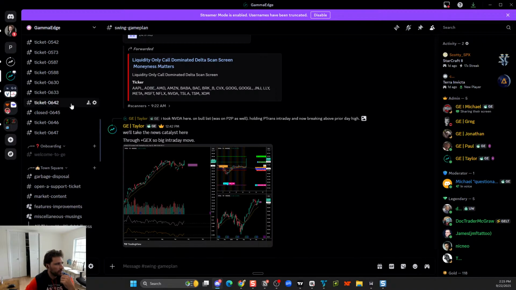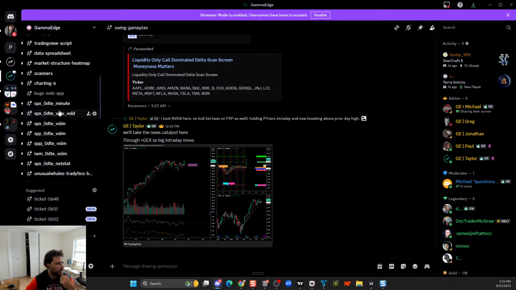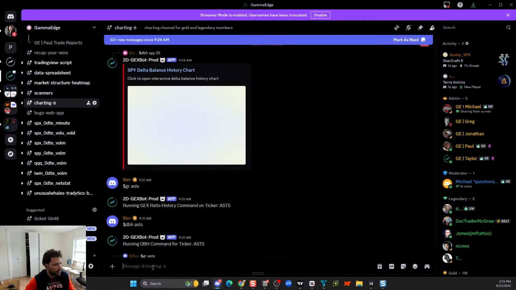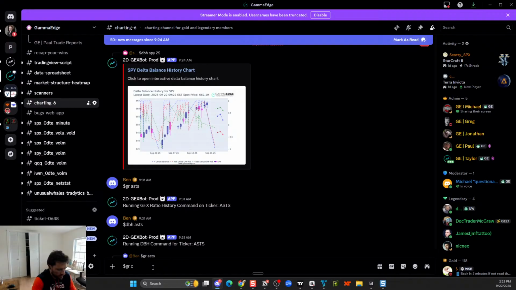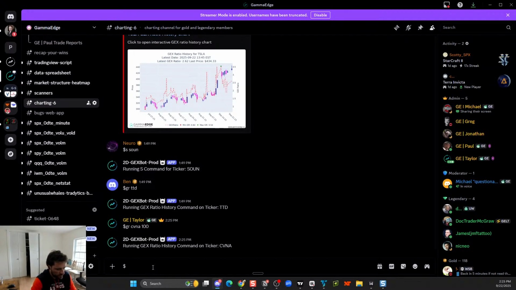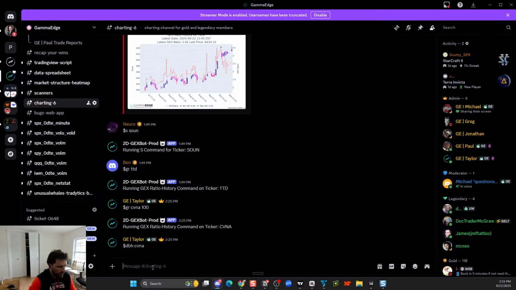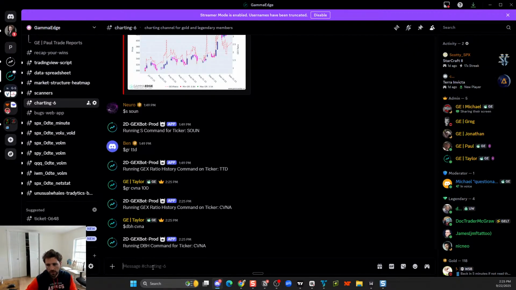Obviously, guys, I'm not going to drill into every single tool, but if you're looking at these on a swing trading time frame, what you want to do is look at CVNA, look at its GEX ratio, look at its delta balance. Those are just two good things to see.